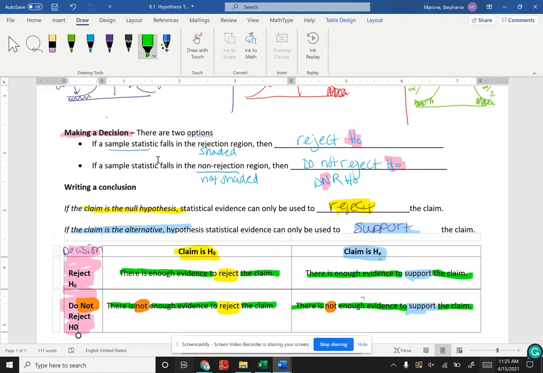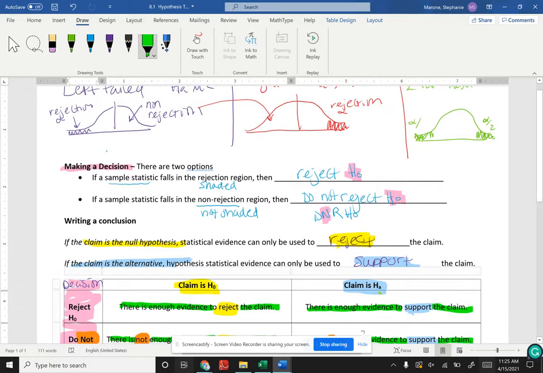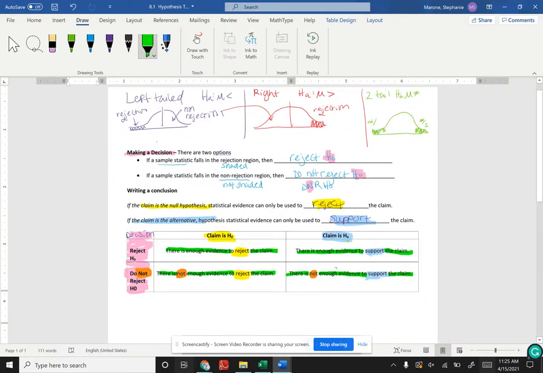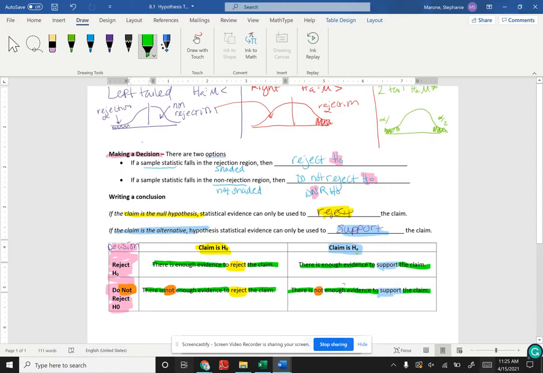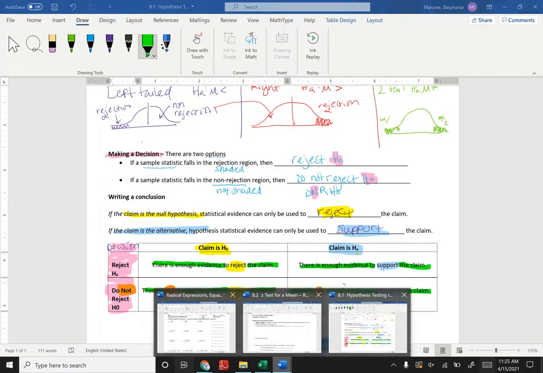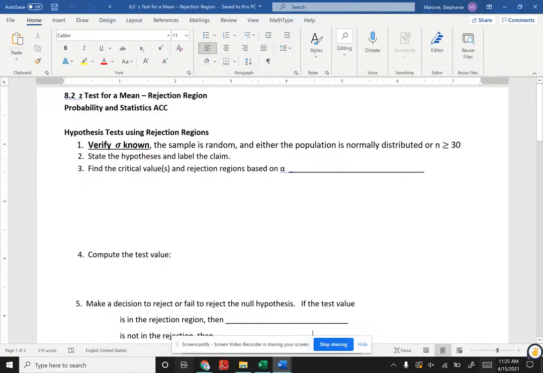But again, the decision is always about the null hypothesis. If it has the word not in it in your decision, then your sentence is going to have the word not in it. So I can flip back and forth with this, or if you have it in front of you from yesterday or the day before, whatever day that was, we're going to go to what we're doing today.